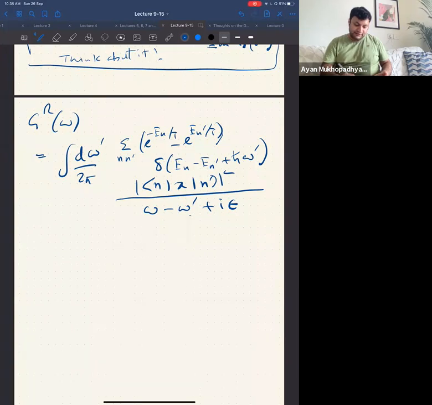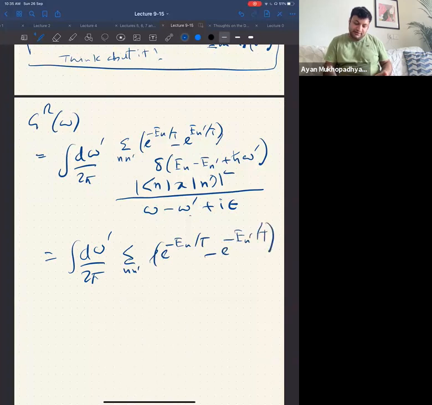Yeah, so I think I have to... yeah, there is some h bar that is missing. But anyway, you could rewrite this. This also will be given to you as an exercise: some n prime, e to the power minus en by t, minus e to the power minus en prime by t.